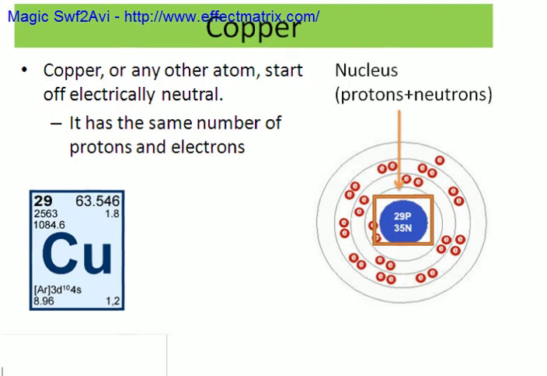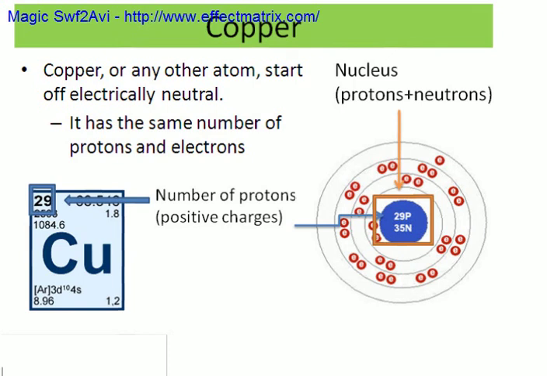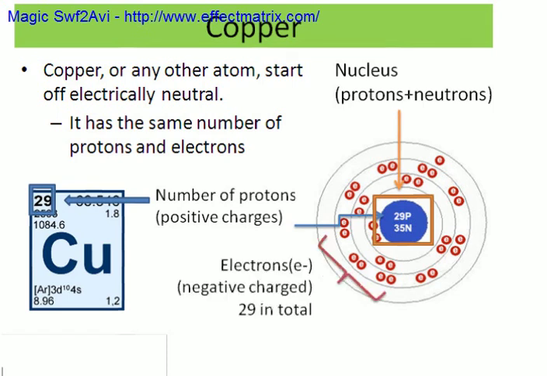So the nucleus is made up of protons and neutrons, and the number of protons, which are positively charged, is shown on either the top left corner or in the middle of the atom, in this case 29. The little red circles are depicting electrons, which carry a negative charge. Since there's 29 electrons and 29 protons, the copper atom itself is neutral.